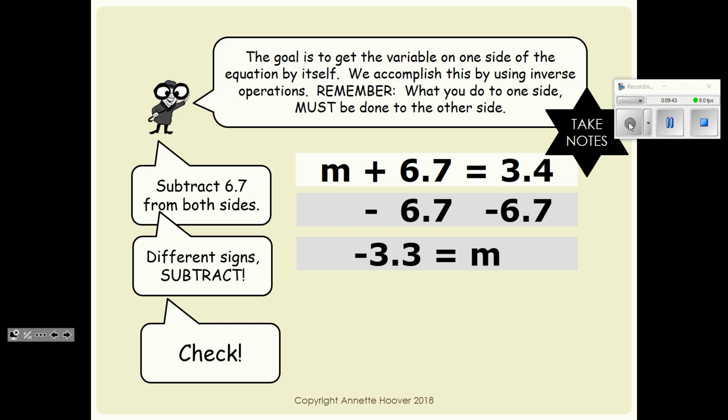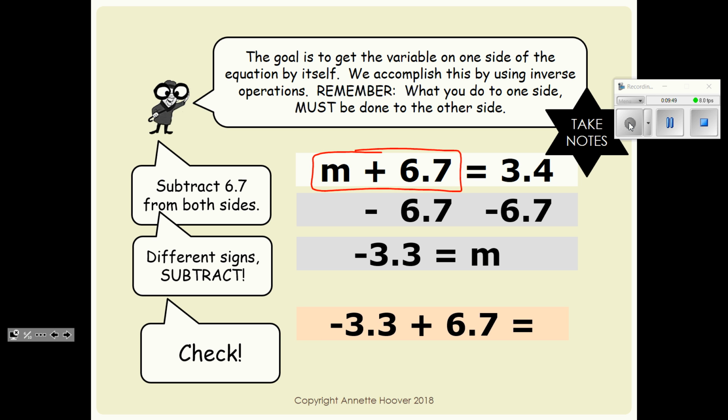So if we plug it back in to the left side of the equation where the variable was, we have a negative and we have a positive. Different signs subtract. So we subtract with the one with the greatest absolute value on top, and that would be 3 and 4/10, which is what we wanted it to be, so it checks.